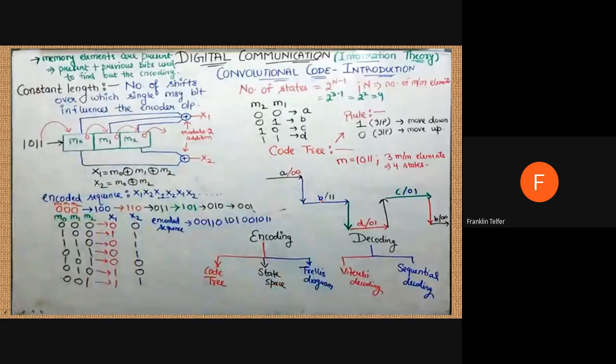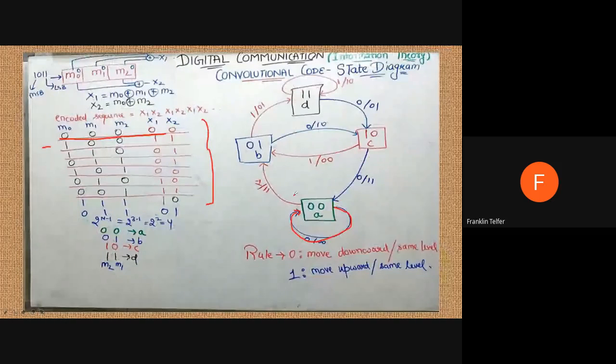It is going to the state of B with 1 1. Right, from this you can write the state diagram. So it is going to state B with output 1 1. So we should go from A to B, right? So you have to move from A to B, moving upward. Moving upward is 1, so we have to put 1 here, at the output of 1 1.